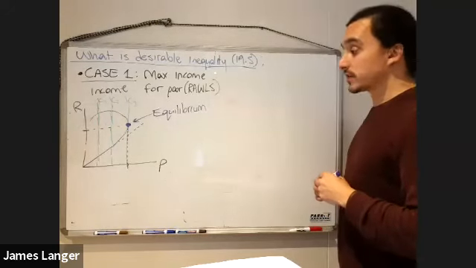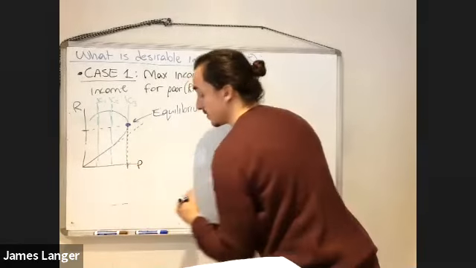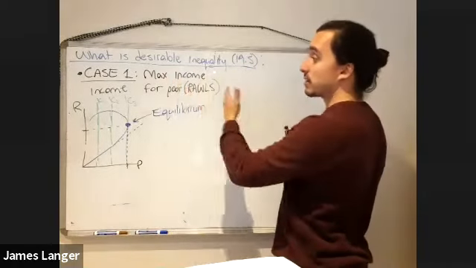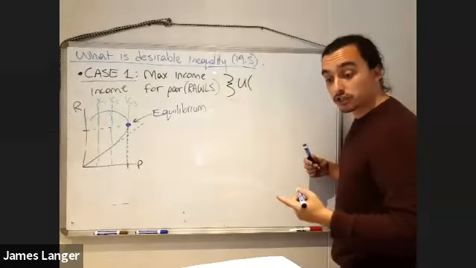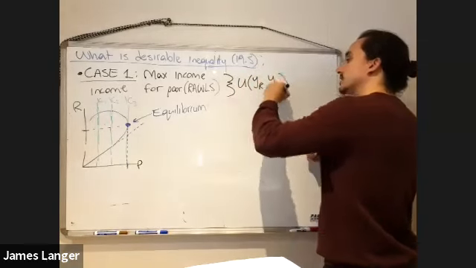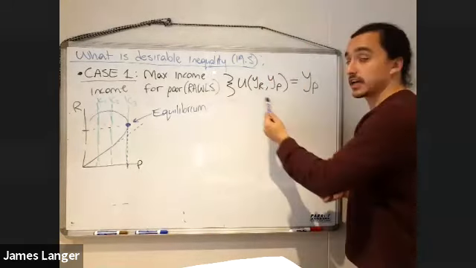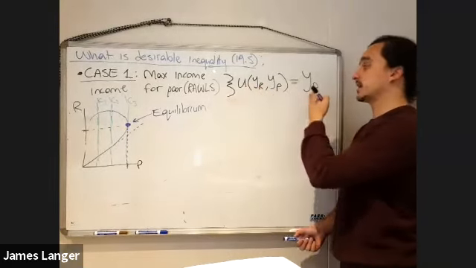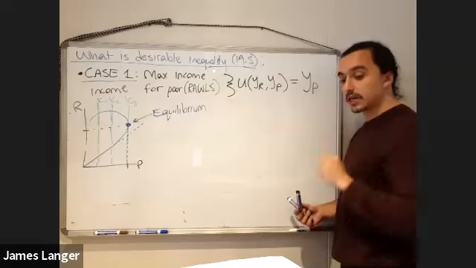So how would we describe this in terms of a utility function? What we would be saying is, if we want max income for the poor, then my utility, which is a function of the income of the rich and the income of the poor, is simply equal to the income of the poor. We don't care about the income of the rich. All we care about is the income of the poor.